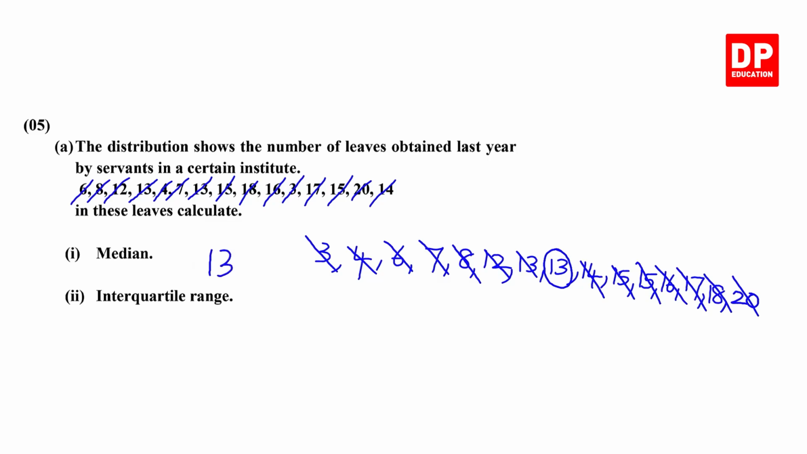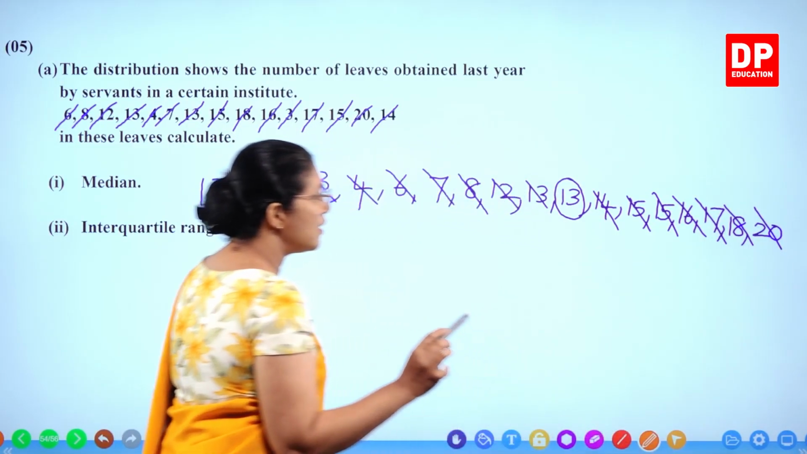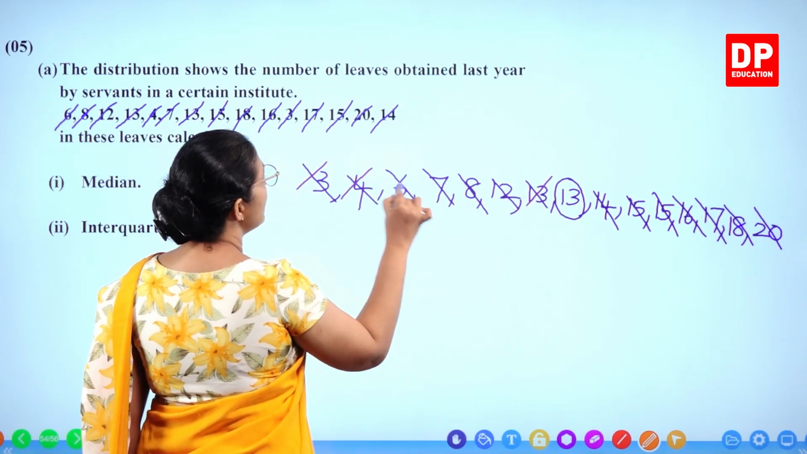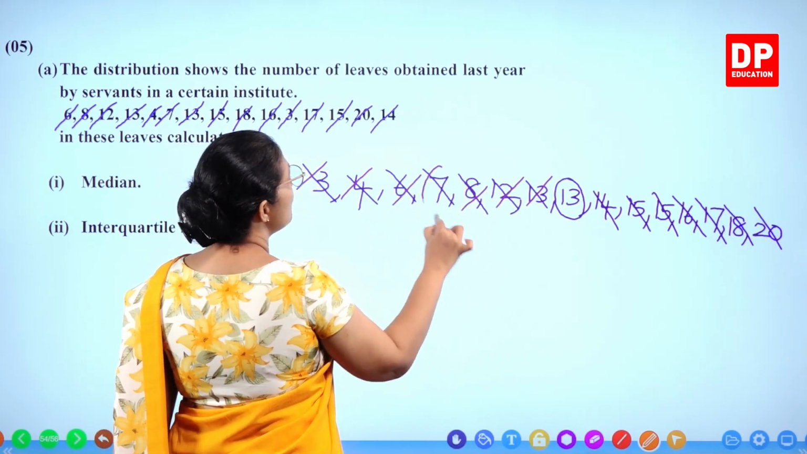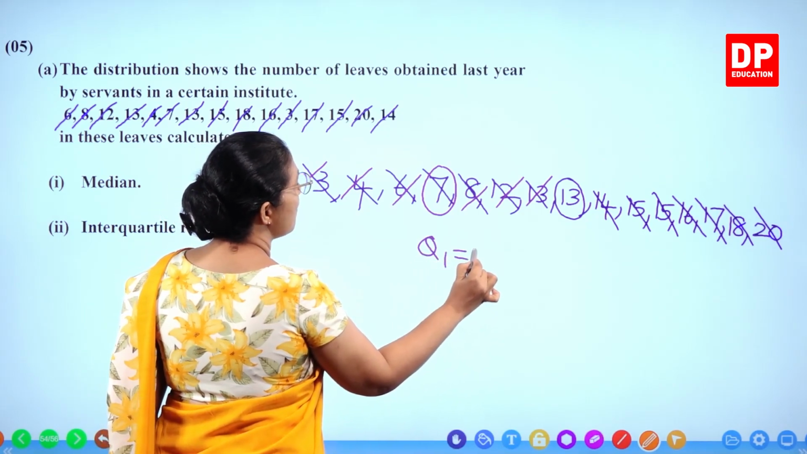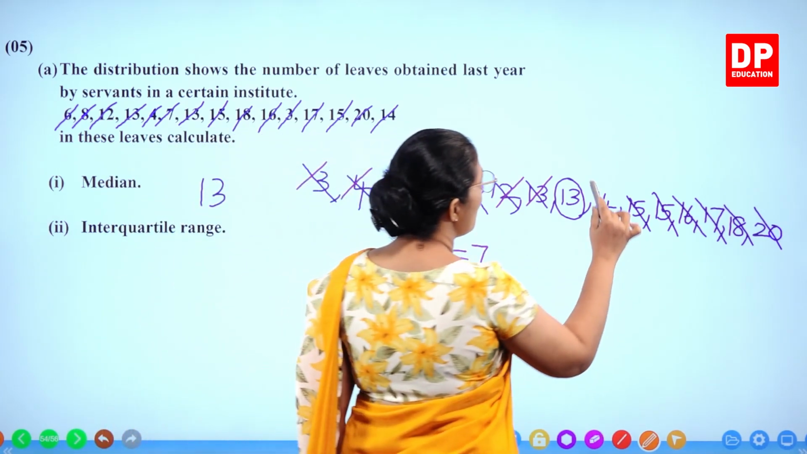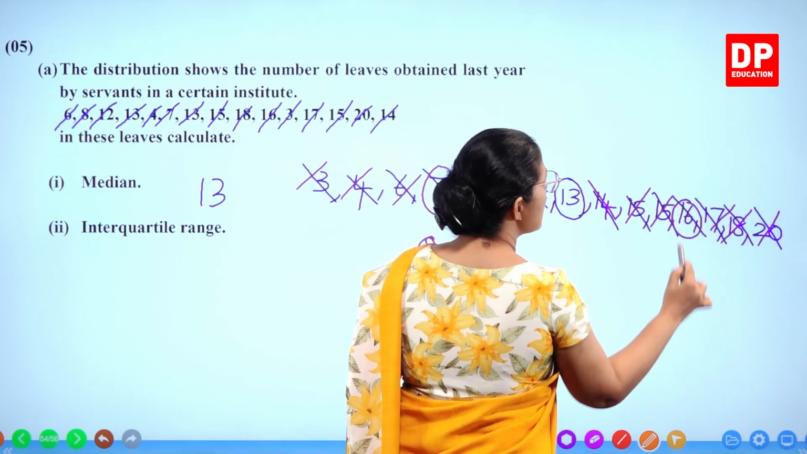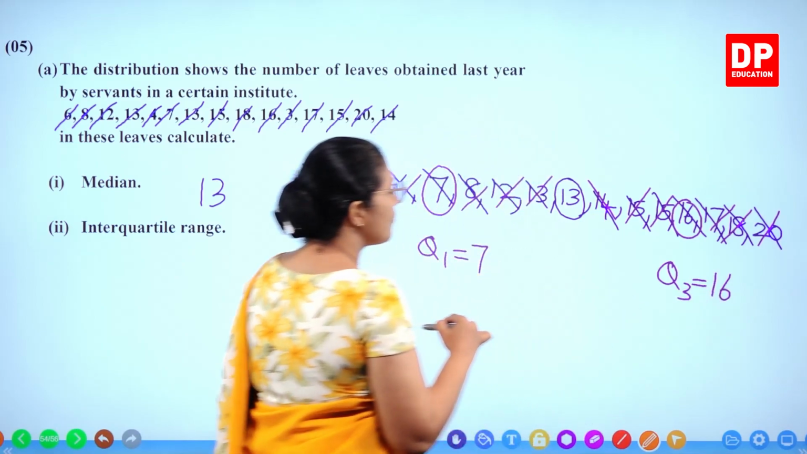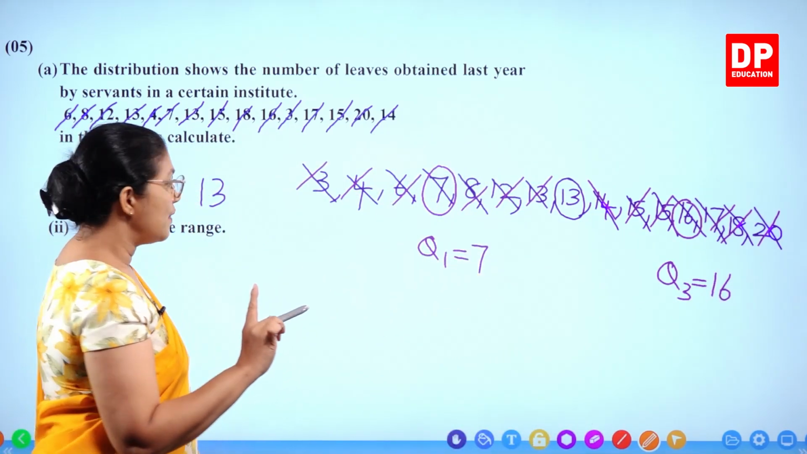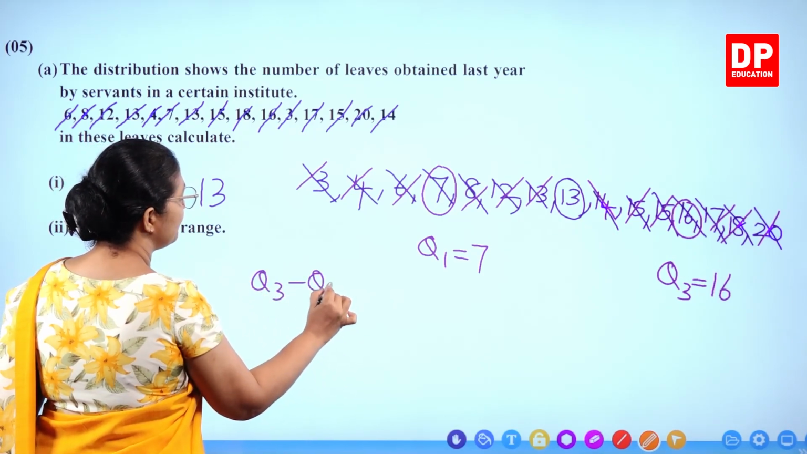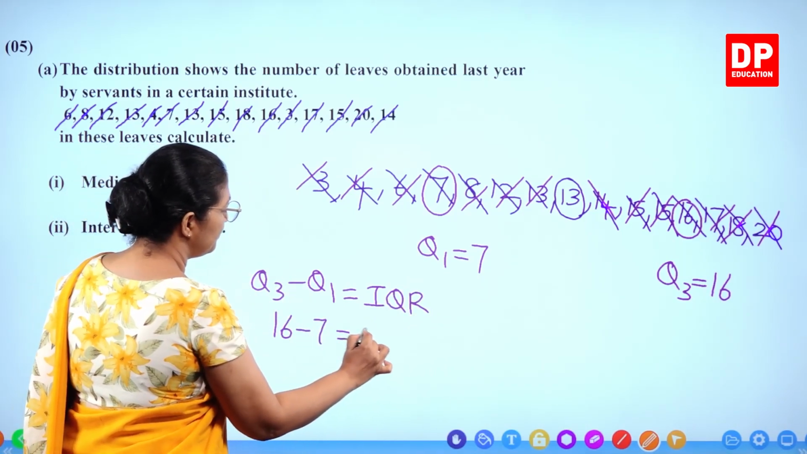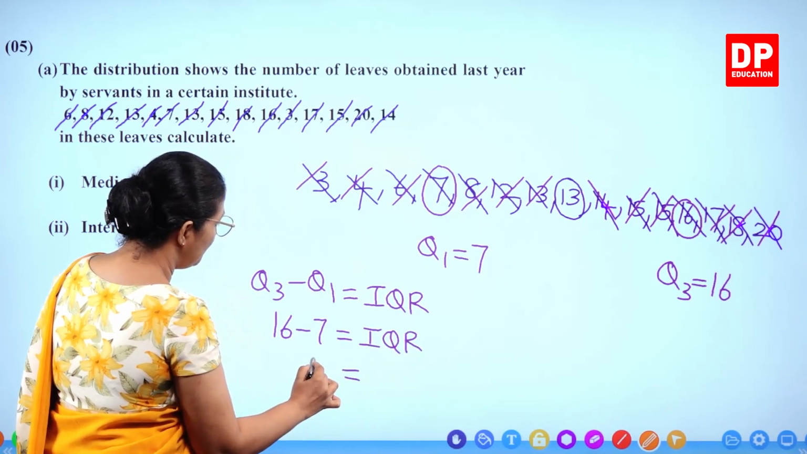And to find the interquartile range, you have to find the first quartile and the third quartile. So here, when you take the first part, again you cross it out from the corner. You get Q1 as 7. And when you take the other data points, you can cross out these values and get the middle value. So 16 is the third quartile. The difference between the third quartile and the first quartile is the interquartile range. So what is the interquartile range? 16 minus 7. That's equal to 9.